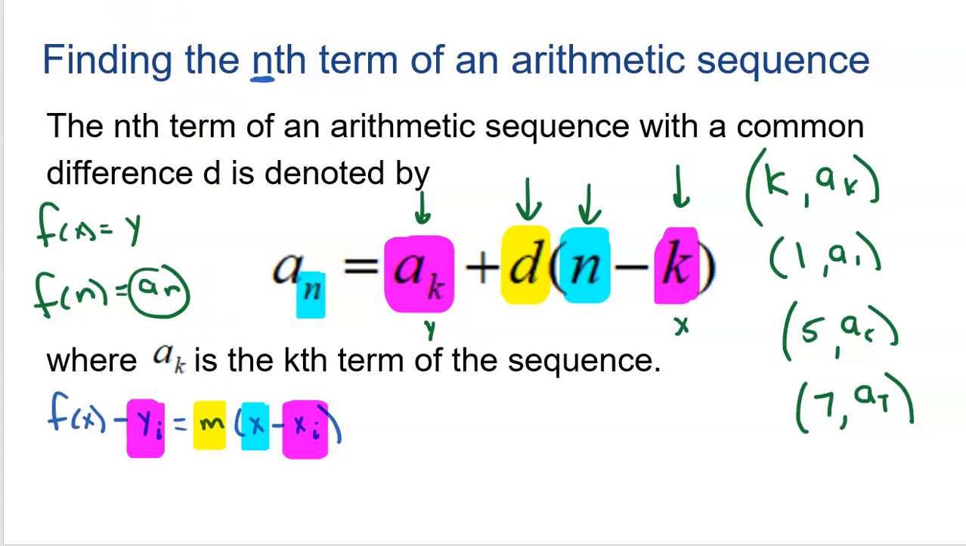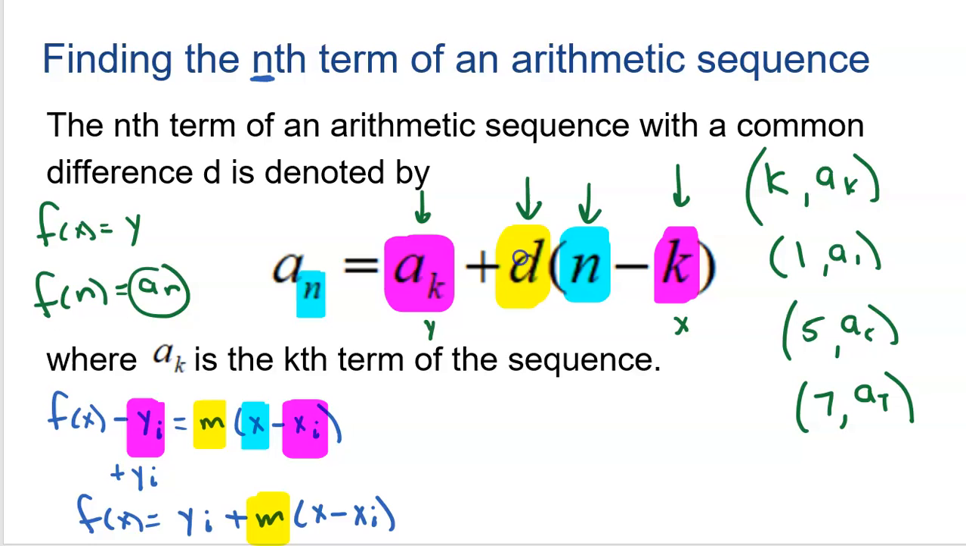Now, you might say, well, wait a minute, this looks a little bit different, but check this out. If we add the yi over, again, that's just an individual y, we get that the linear function is the individual y plus m times x minus xi. Hey, that is the same exact thing, right? There's my rate of change, that's my d. There's my variable, that's my n. And then we have a single point. Doesn't matter what point, just need one of them. Input, output. That's the same thing as k and a sub k. K is just the input, the term number. A sub k is the output or the term value for that term.